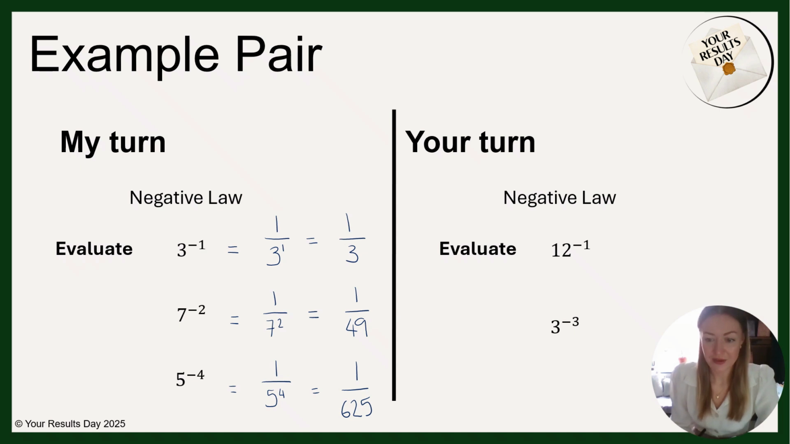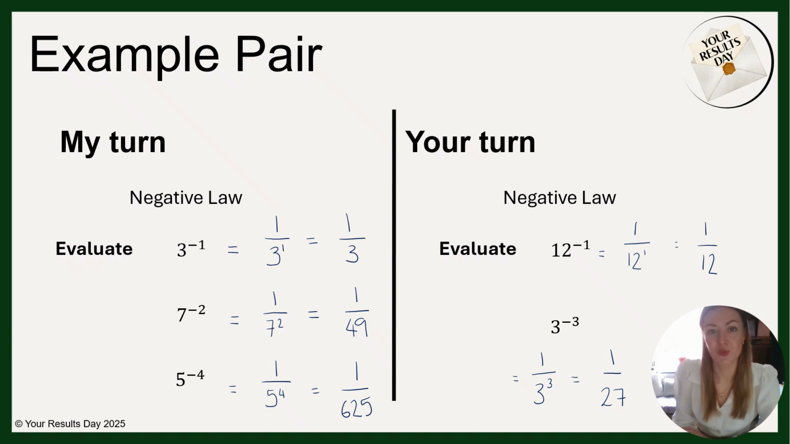Here are 2 questions for you to have a go at. Pause the video now so you've got a little bit longer and refer back to my examples to help you. 12 to the power of negative 1 is 1 over 12 to the power of 1, which simplifies to 1 over 12. 3 to the power of negative 3 becomes 1 over 3 to the power of 3, or 3 cubed, and 3 cubed is 27, so 1 over 27.